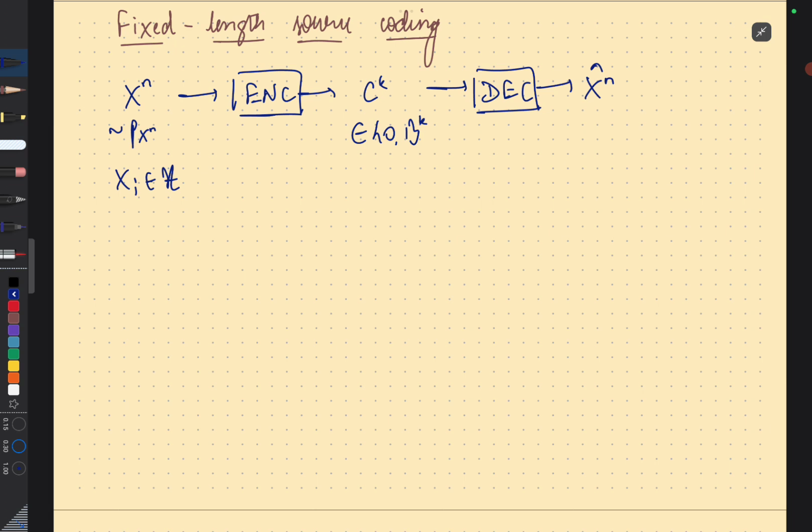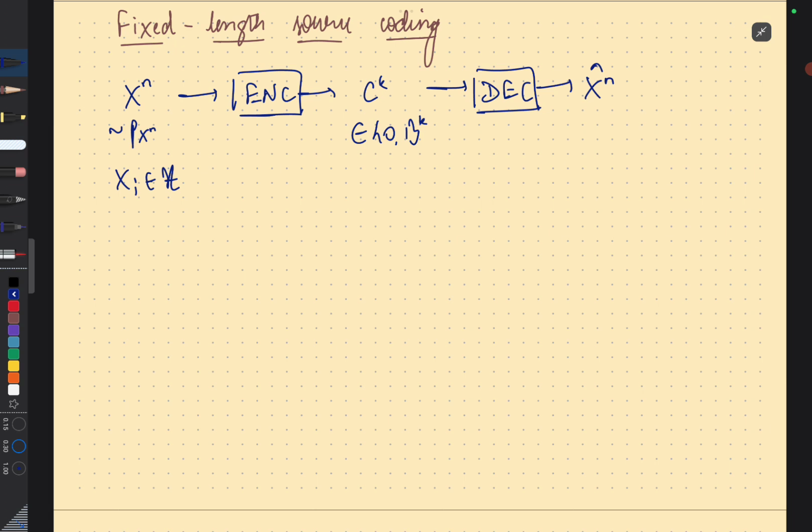So prior to this, we required xn hat to be equal to xn with probability 1. So we want zero error lossless compression. But now we'll relax that particular requirement. We'll say that xn hat need not be equal to xn all the time, but it's allowed to be different with some small probability. In particular, I want the probability that xn hat is not equal to xn to go to 0 as n tends to infinity. It's something that decays as we take longer and longer length source sequences.